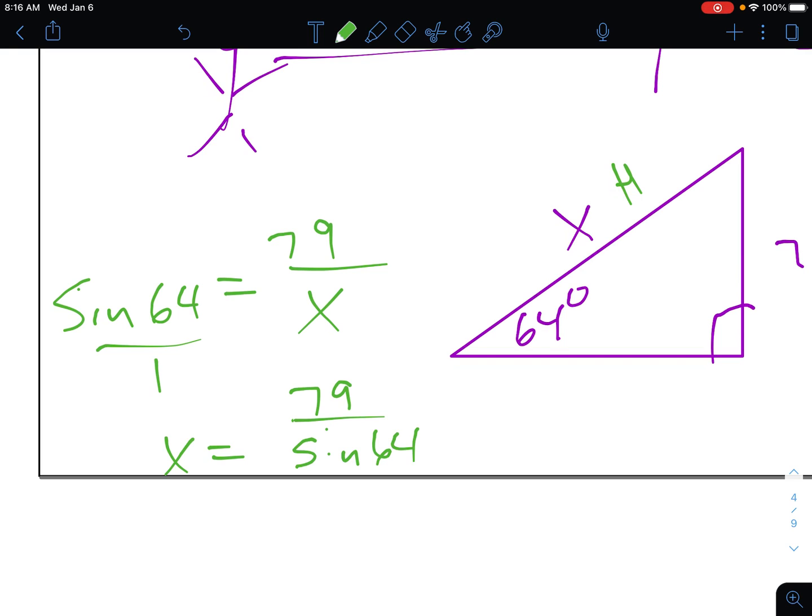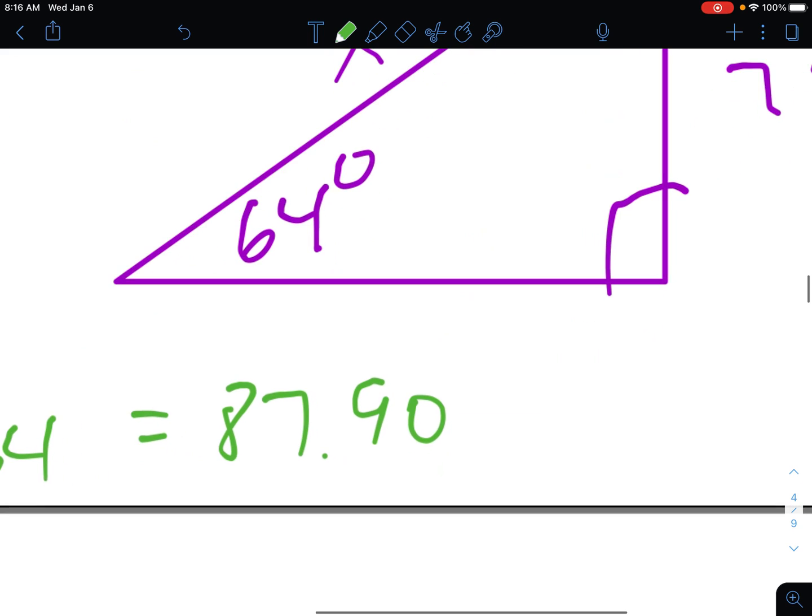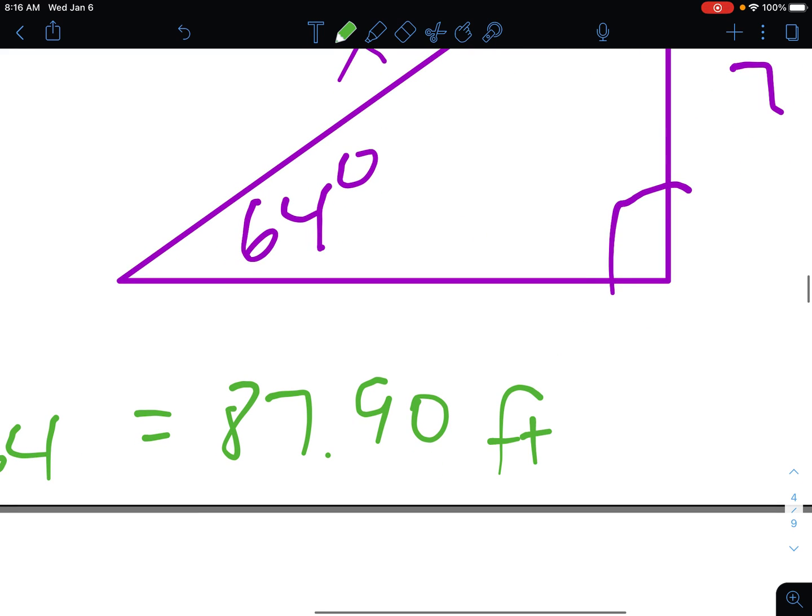Gives you 87.89, or 87.90. Not degrees, sorry, but looks like we're talking feet. 87.9 feet is going to be how long she's got to hike up that hill.